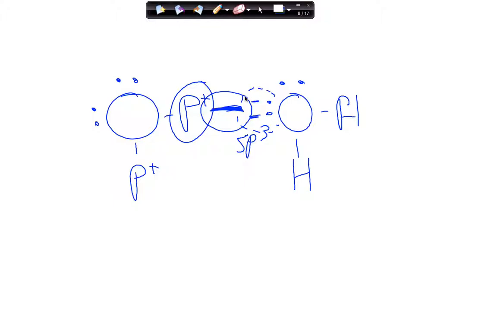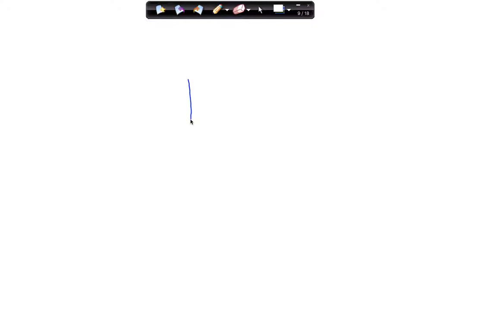But it's still weaker than the ion. It is still weaker than any ionic, covalent or ion dipole forces. Yep. So guys, this is what is called a hydrogen force. Now notice, this doesn't just happen in water.